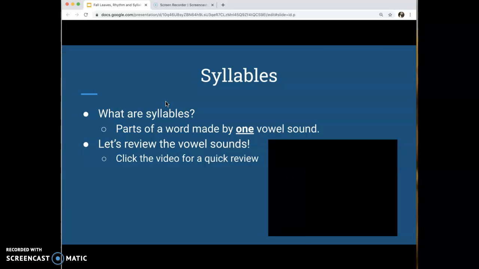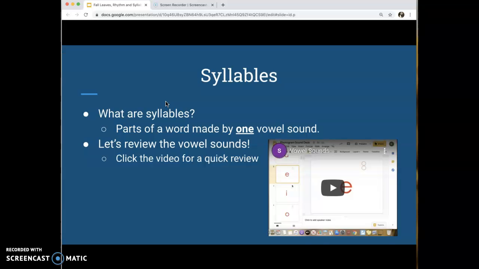So to do a quick refresher with syllables, syllables are parts of a word made by one vowel sound. So if you have one vowel sound, that's one syllable, two vowel sounds, that it will be two syllables. Let's do a quick review of the different vowel sounds.